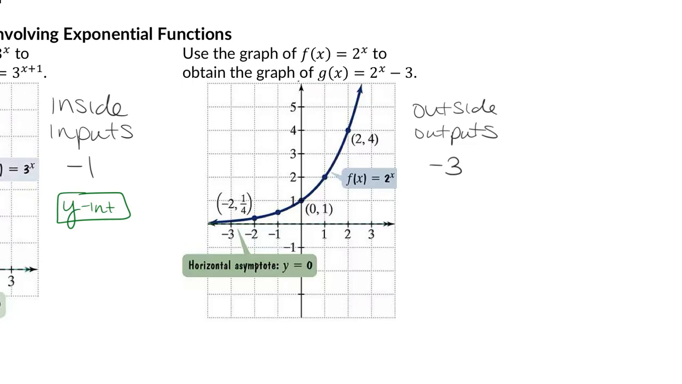Okay, if I go to do that, we'll start over here because it's just easier. If this was 2, 4, and I subtract 3 from the outputs, where should that coordinate point be? 2, 1. Okay. If this was at 0, 1, where should the new point be? Wait, how many am I moving it down? 3. So 1 minus 3 is -2.